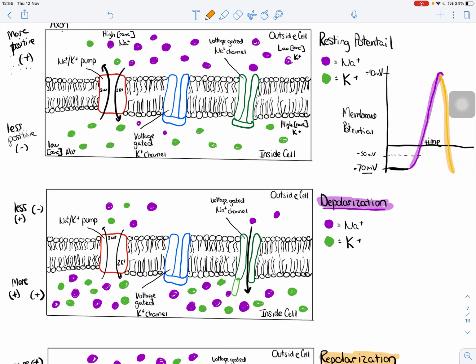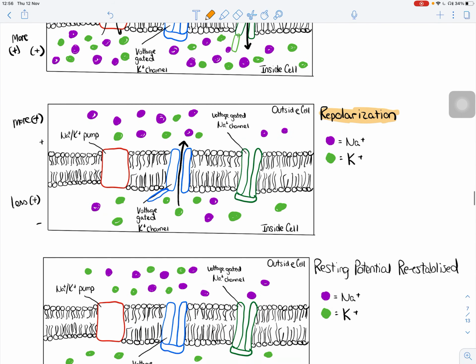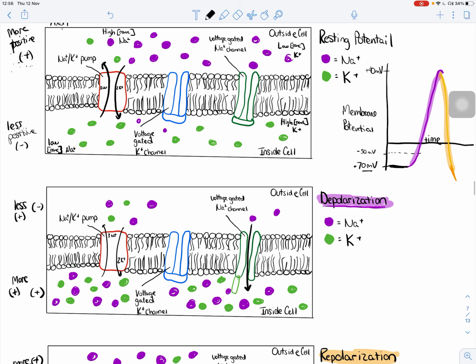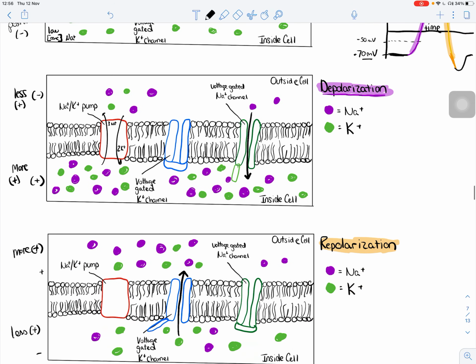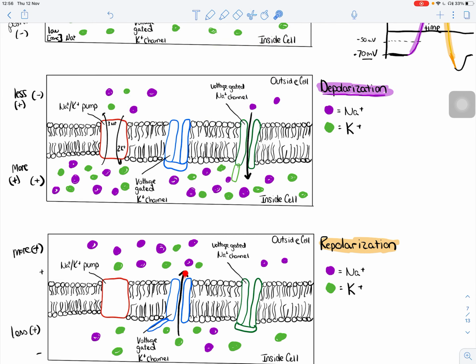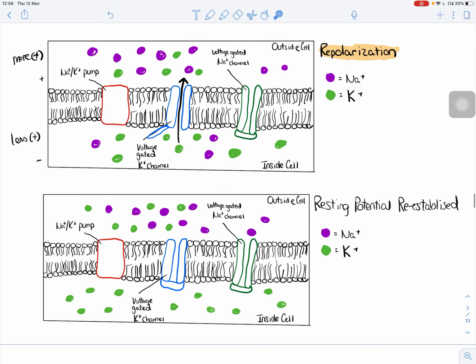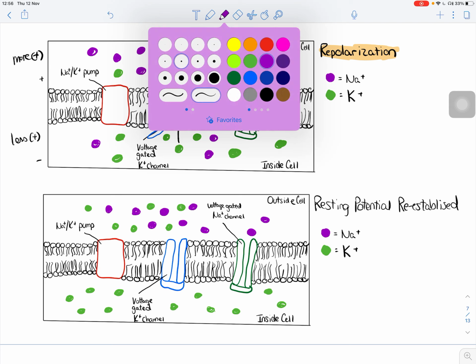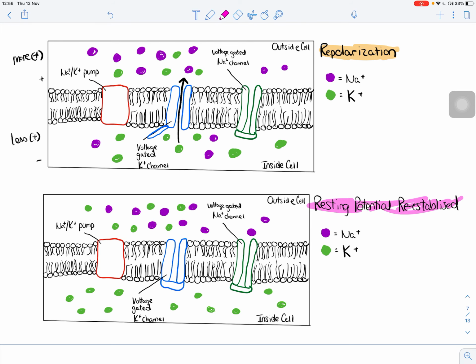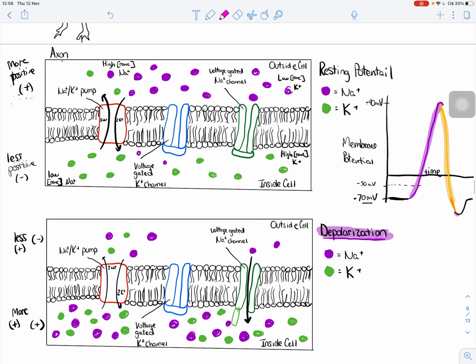Because of this, it actually dips a little bit below, and we say it overshoots, and then it snaps back up. It overshoots because all that potassium leaks to the outside of the cell. That causes the action potential to drop below -70. So that resting potential then needs to be reestablished, which is this section here.